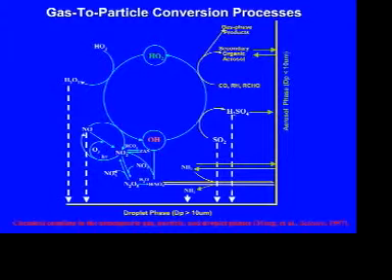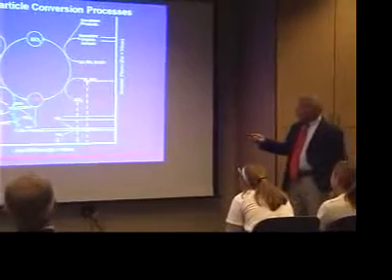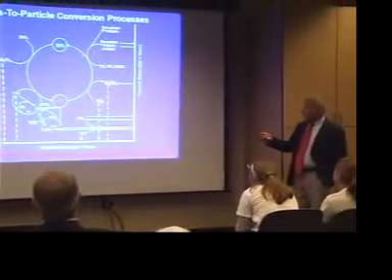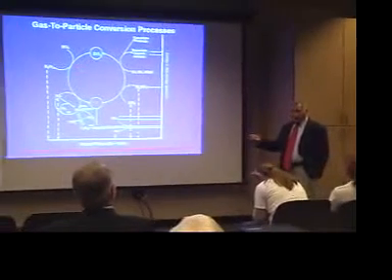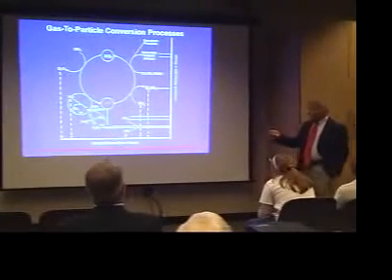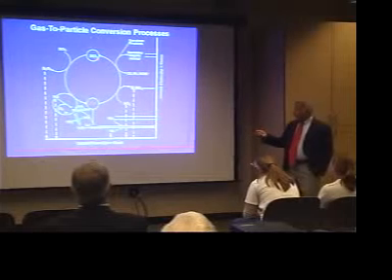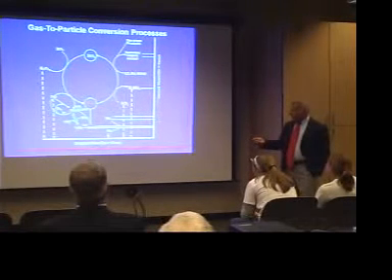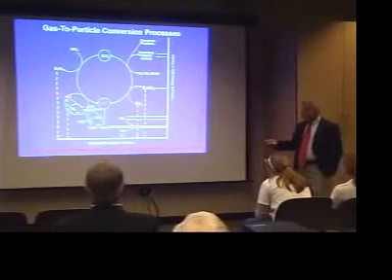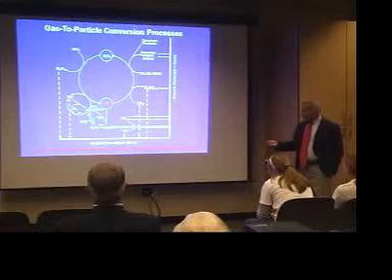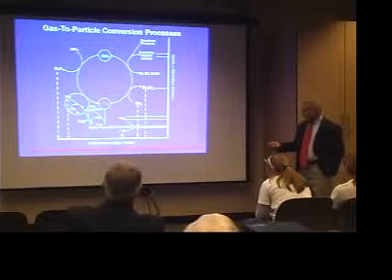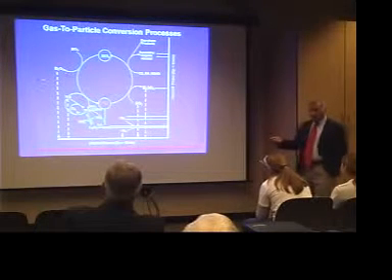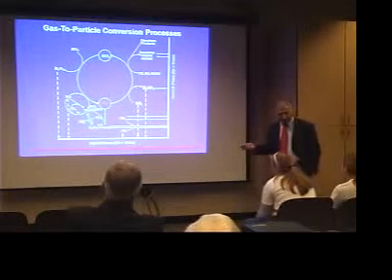Hydroxyl radical reacts with the VOCs to produce secondary organic aerosols, but it also produces peroxy hydroxyl radical that I showed you a moment ago. Peroxy hydroxyl radical reacts with NO to produce NO2, which is photolyzed to give us the ozone. And along the way, we produce nitric acid and hydrogen peroxide, H2O2.